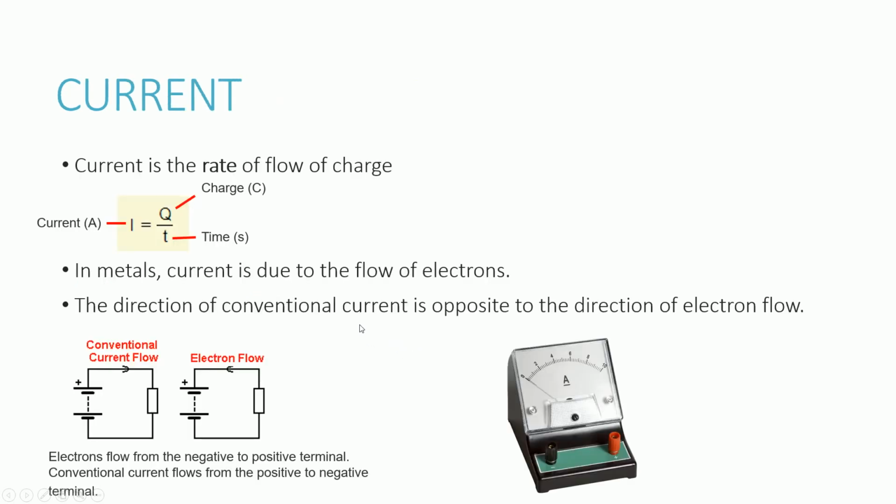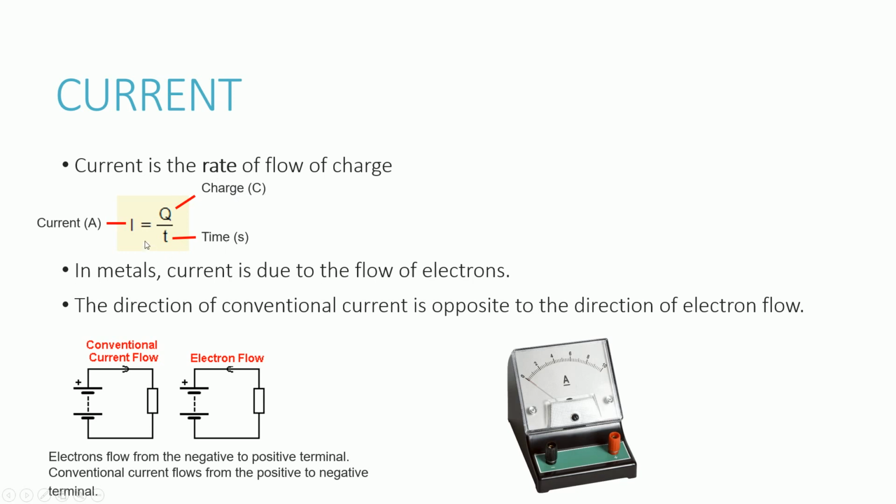So the first thing we're going to be looking at is current, which is basically the rate of flow of charge. The equation for current is I for current, measured in units of amps, Q is charge, which is in coulombs, and t for time, in seconds.